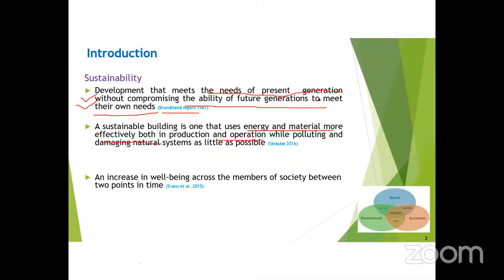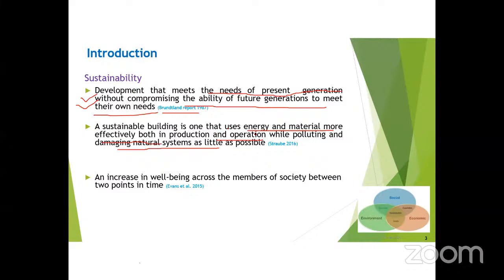So the definition very clearly says that we have to use the material or energy such that it is effectively used in the production and operation stage, while polluting and damaging natural systems as little as possible. So we are going to minimize the harm.